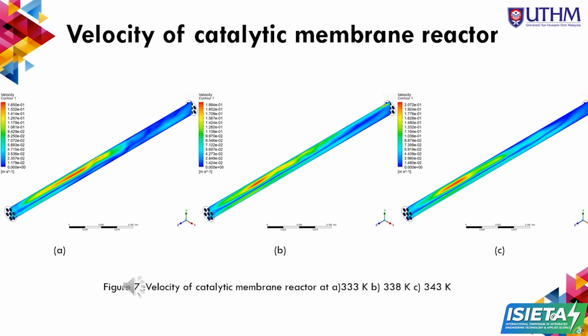The velocity vector at temperatures 333 Kelvin, 338 Kelvin, and 343 Kelvin is illustrated in Figure 9. Table 4.8 displays the three-dimensional velocity vectors inside the CMR. 3 cross-section photos were captured in the ANSYS Fluent. Compared across the 3 different temperatures, the vector of each temperature is slightly the same.